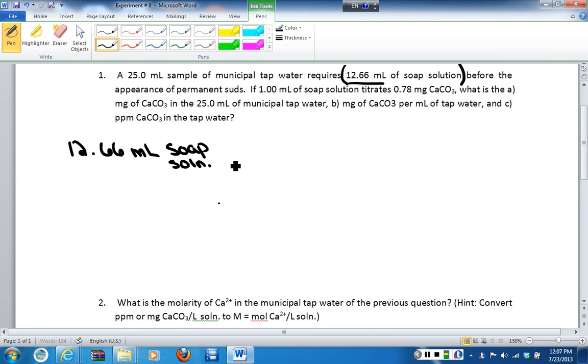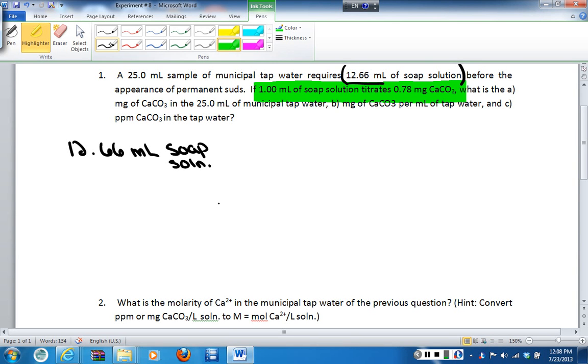Now, we want to determine the milligrams of calcium carbonate in this 25 ml sample of tap water. We need a conversion factor, because right now we're talking about soap solution, but we need to be talking about milligrams of calcium carbonate. If we look at our problem, we see that for every 1 mL of soap solution, it titrates 0.78 milligrams of calcium carbonate. We can use this as our conversion factor so that we cancel out mL of soap solution, leaving us with milligrams of calcium carbonate, which will essentially answer part A of this question.